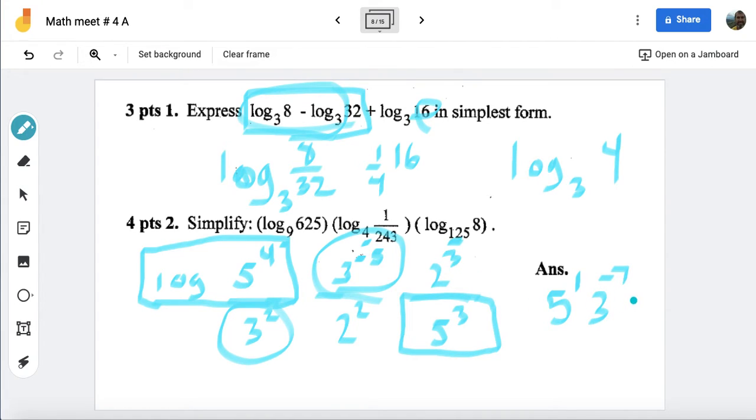And 3 minus 2 is 1. 5 times 2 is 10, divided by 3 to the 7th power. Holy smokes, that's a huge number. No wonder it was a 4-point problem. I think I did that right. I don't have the answer key handy, and I'm just going to keep the video going.